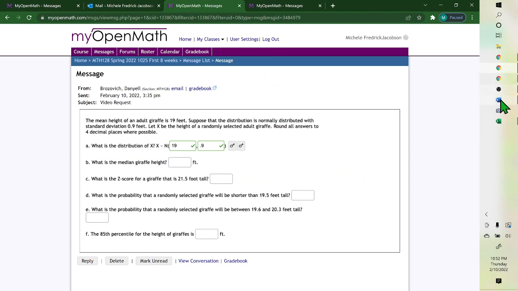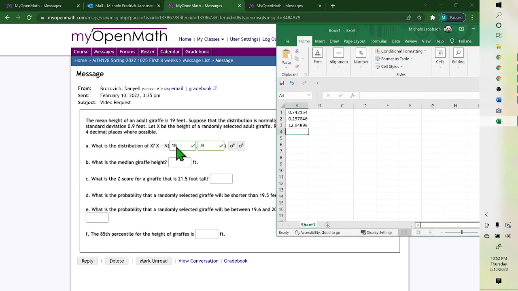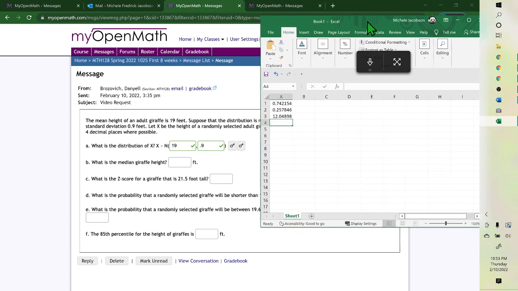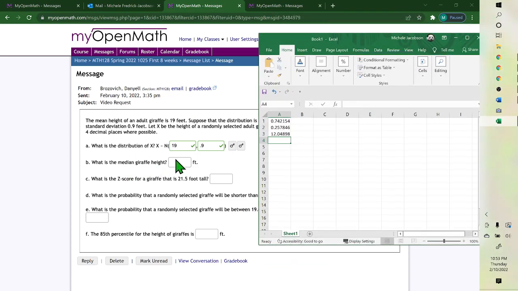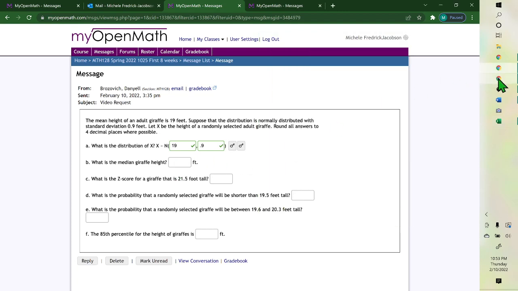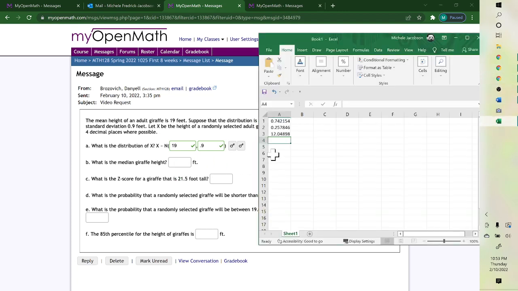For the next one, again, you have the mean and the standard deviation already there. What is the median giraffe height? Well, if it's a normal curve, the median is the mean, and it is normally distributed. So this would just be 19. If you have a normal distribution, your mean and median and mode are all the same value, so it's 19.